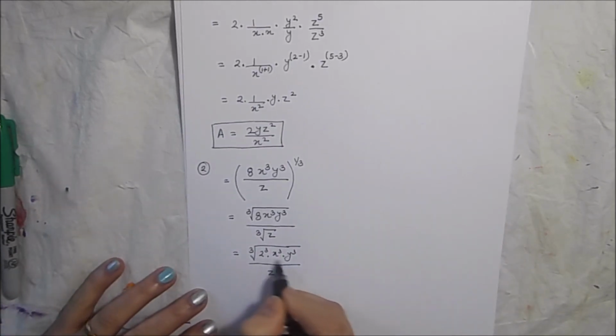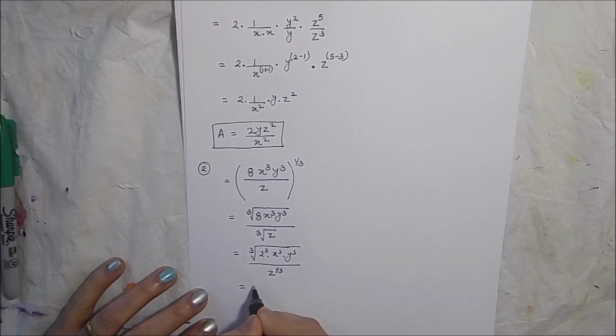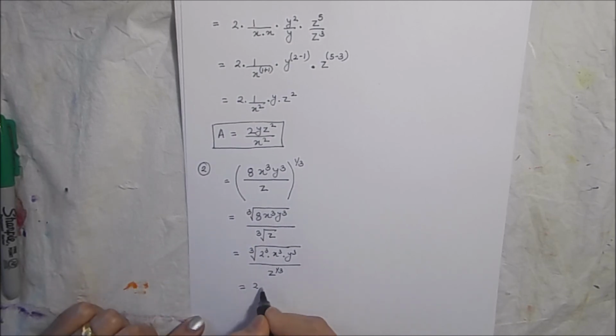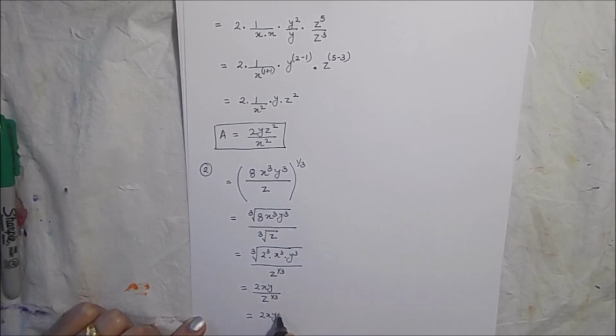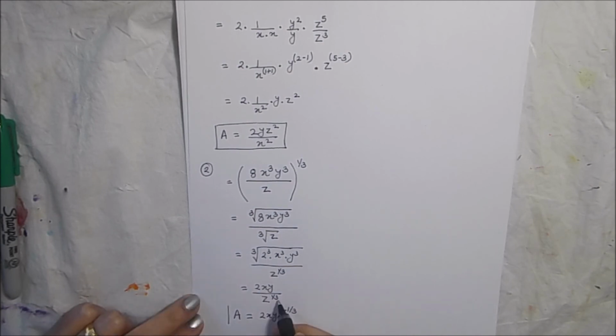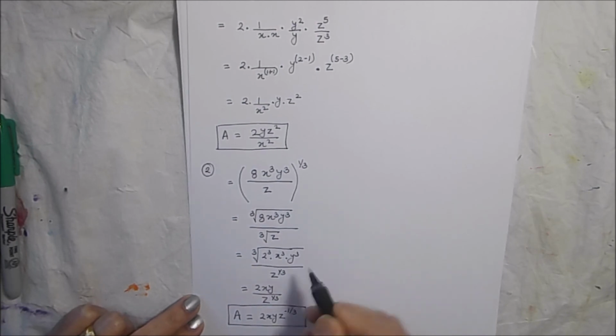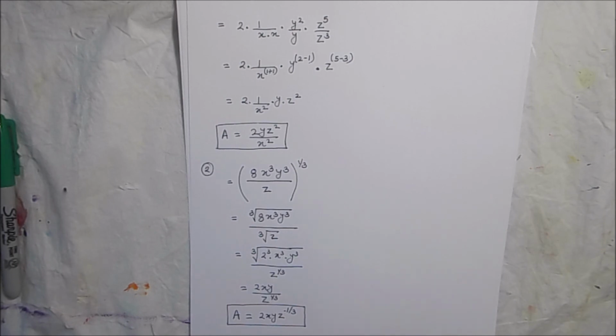So these three numbers will come out as these all are cubes. So 2xy over cube root of z, or we can write it as 2xy z to the power minus 1 by 3. So this is going to be our final answer. We can leave it like this, or we can bring z in the numerator and write it like this too. Both will be fine. So this is how we solve.